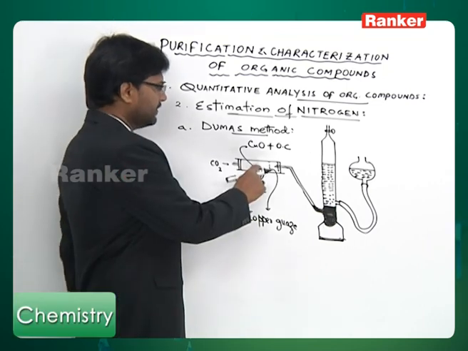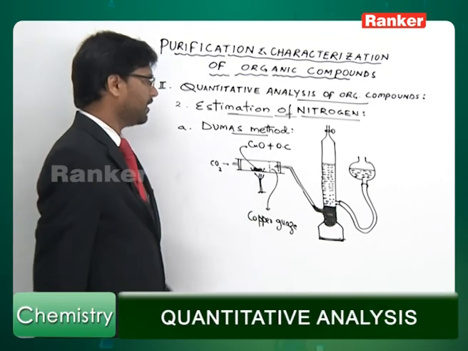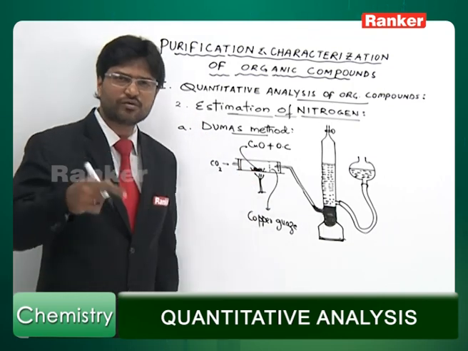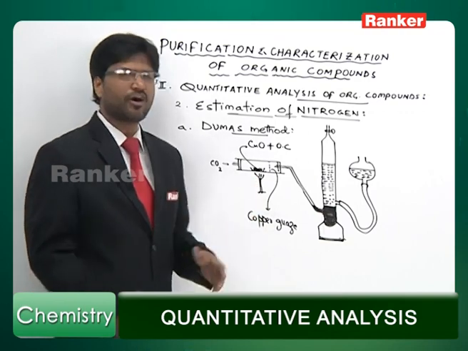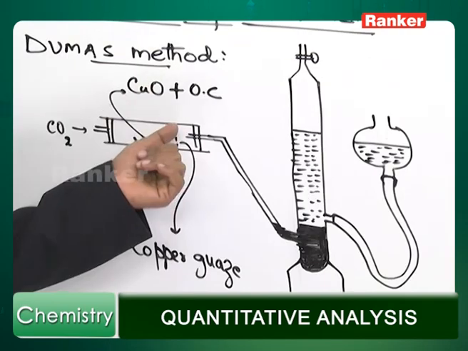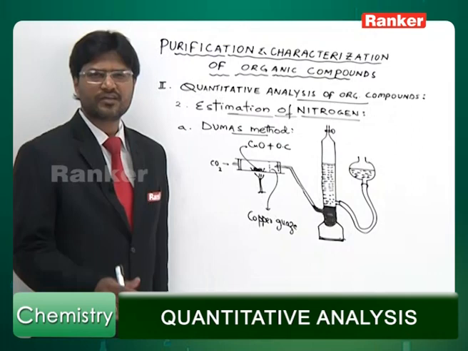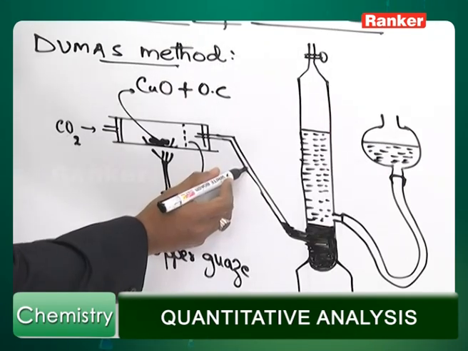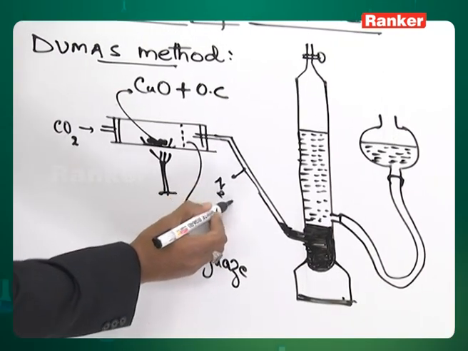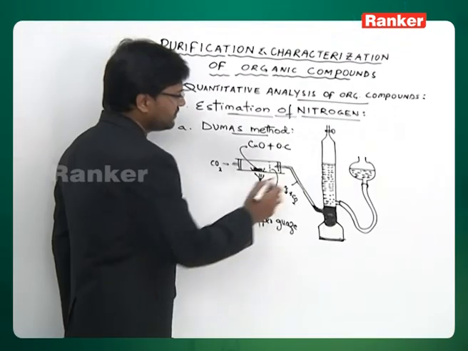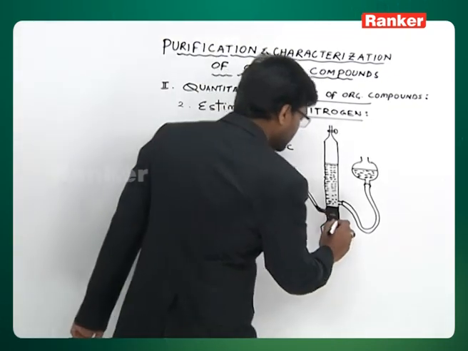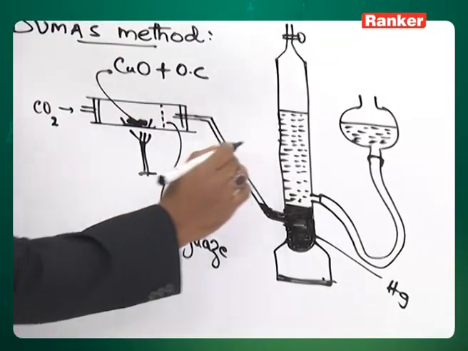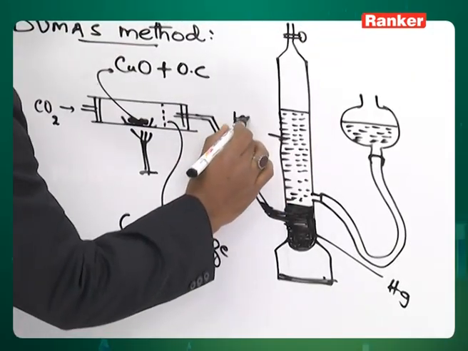Now, here nitrogen is formed. All the nitrogen present in the organic compound is transformed into N2, and part of it will become oxides of nitrogen. Those oxides of nitrogen will get reduced by copper gauze into N2 again. So, a mixture of N2 and CO2 will pass through this tube. This is mercury lock, and then this is KOH.